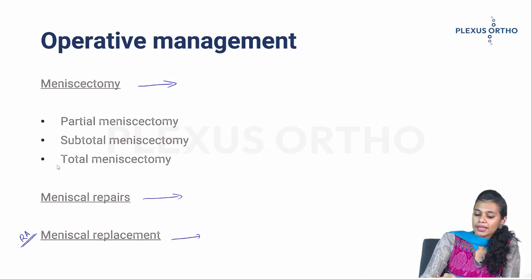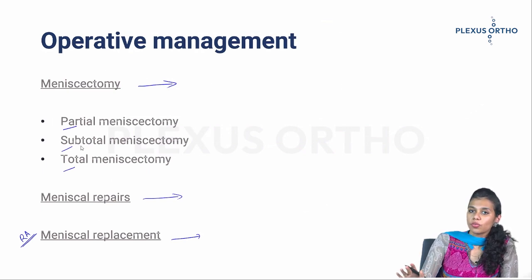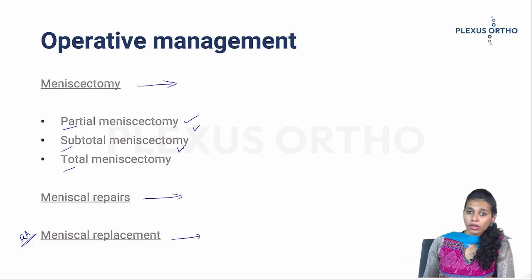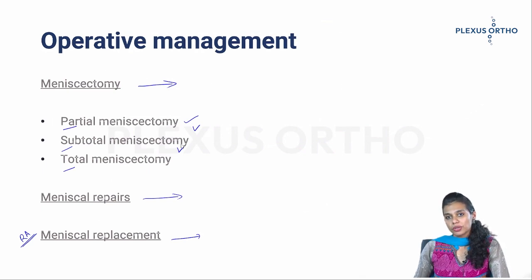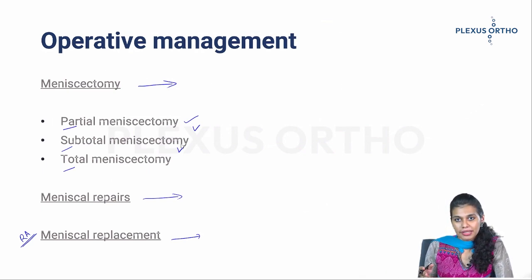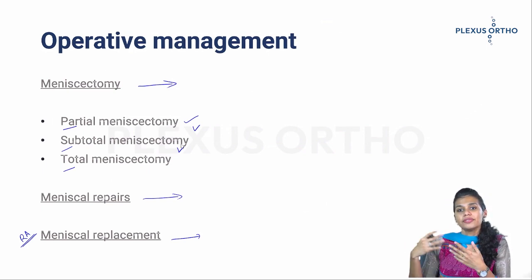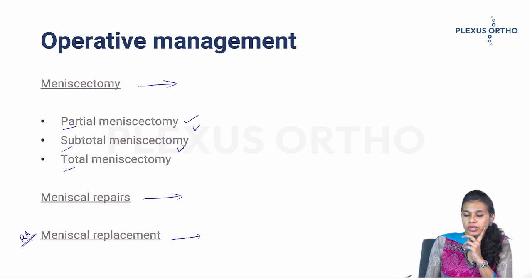So as the name suggests, there are three types: partial, subtotal and total. We always want a conservative management where we can conserve as much natural tissue as possible. So we always prefer the partial meniscectomy more than the subtotal, more than the total meniscectomy. In partial meniscectomy, we just remove the loose fragments and smoothen the edges of the meniscus. We make sure that there are no loose ends or acute cuts, so that there is no chance of progression of whatever tear is already present.